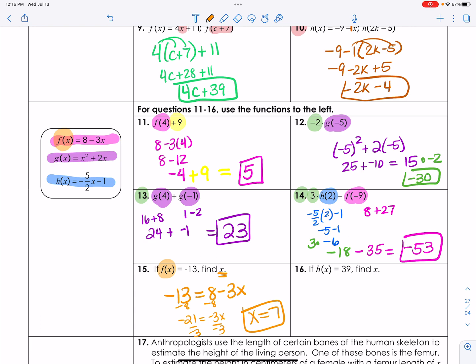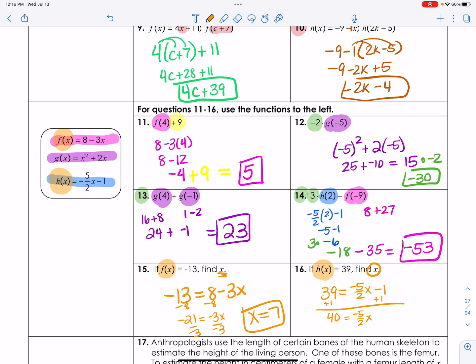Okay, I would like you to pause the video and try 16. Okay, so on this one, this is different. They're saying h of x is 39. So they're saying put 39 in for h of x. And they want you to find x. So I would add 1. And I'd get 40 equals negative 5 halves x.